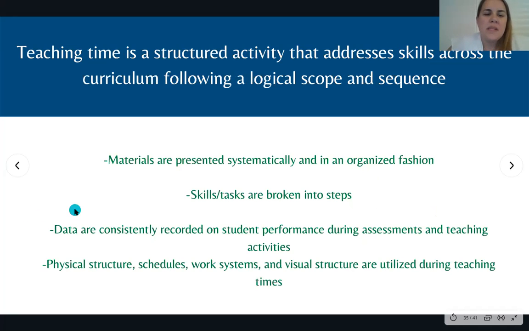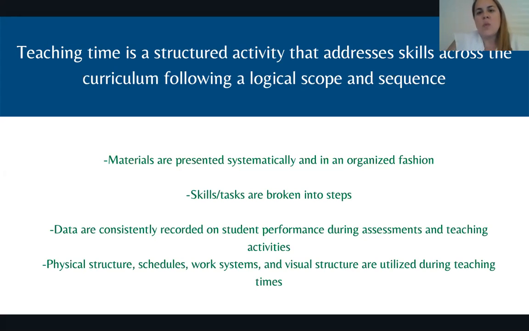Teaching time is a structured activity that addresses skills across the curriculum following a logical scope and sequence. Materials are presented systematically and in an organized fashion. Skills tasks are broken into steps. Data are consistently recorded on student performance during assessments and teaching activities. Physical structure, schedules, work systems, and visual structure are utilized during teaching time.